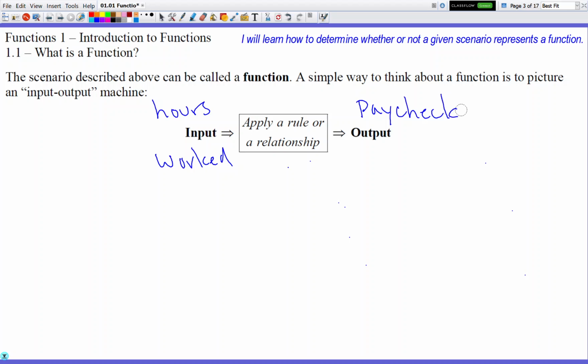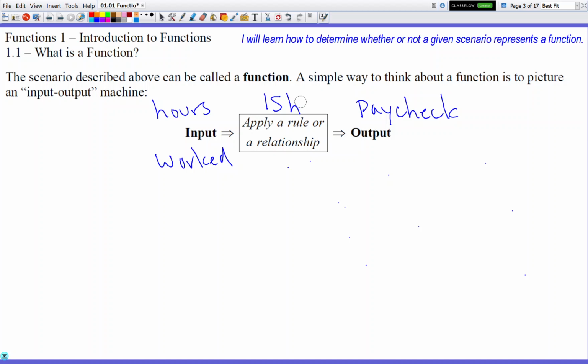And your formula is going to be basically how much you get paid per hour times the number of hours that you've worked. Let's say your boss is generous and they give you $15 an hour. So your formula is going to be basically 15H, because 15 times the number of hours you work is basically what your paycheck's going to be.